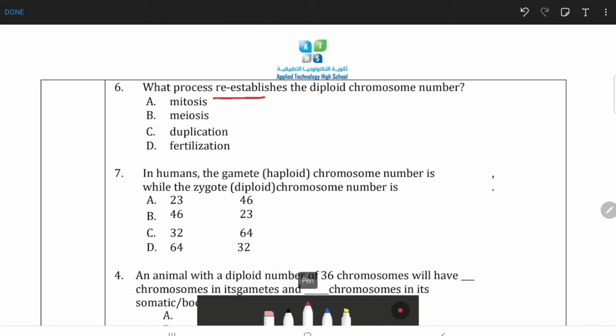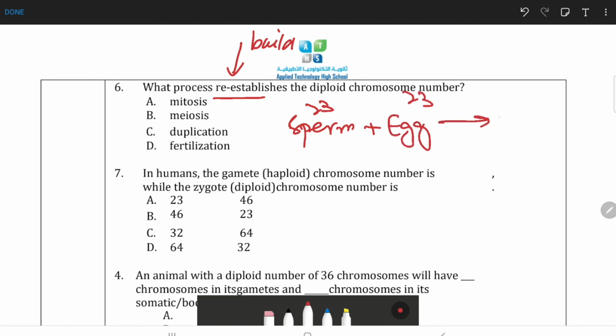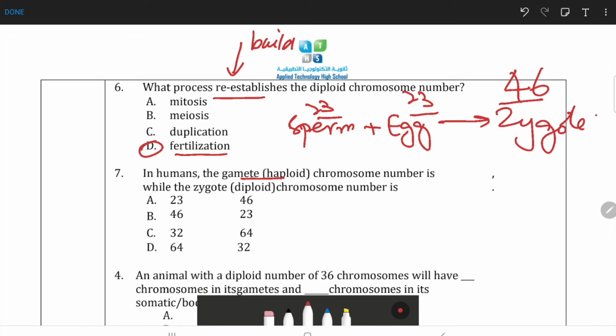What process reestablishes the diploid chromosome number? Reestablish means build again, to make again. So let's say sperm has 23, it joins with an egg that has 23, and it re-establishes the zygote, and this zygote is going to have 46 chromosomes. So the process that re-establishes is of course fertilization. In human gametes, they are haploid, the chromosome number is dash, while the zygote is diploid and the chromosome number is dash. You know that humans have 46 chromosomes, so you can choose easily.